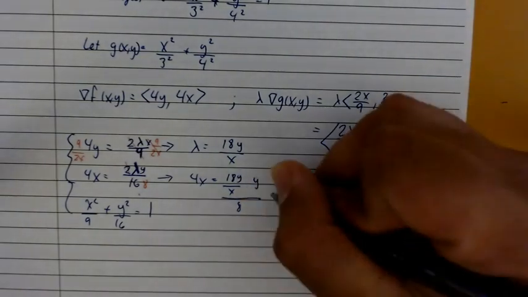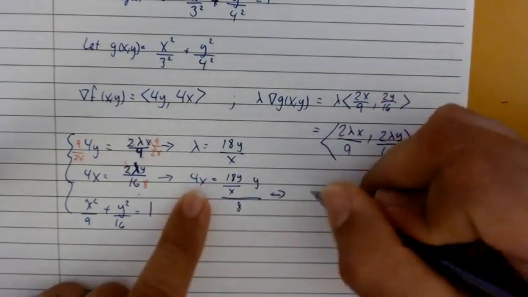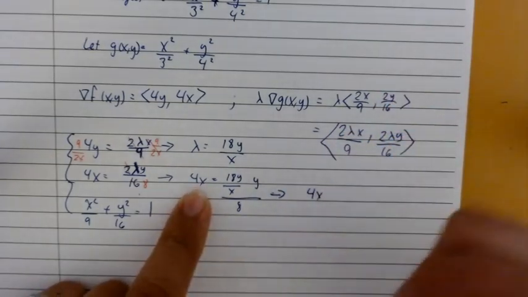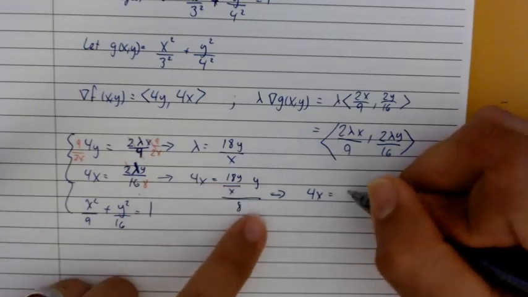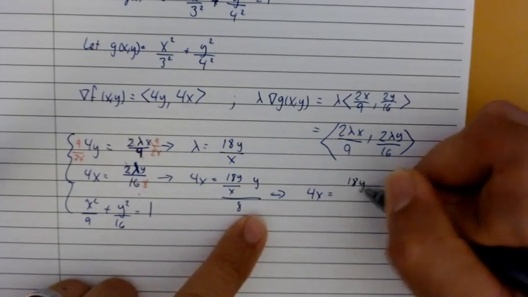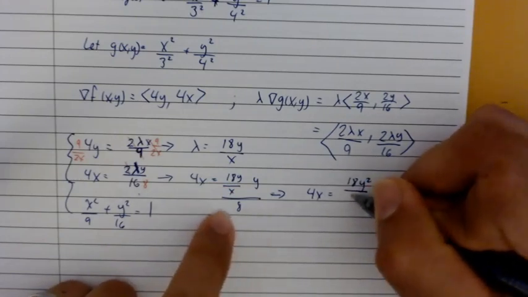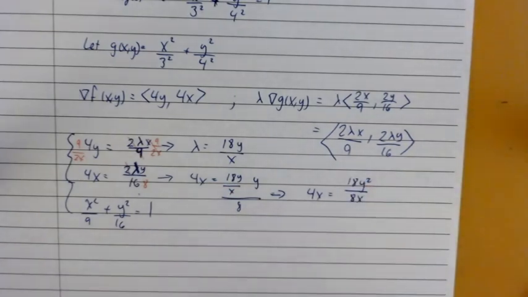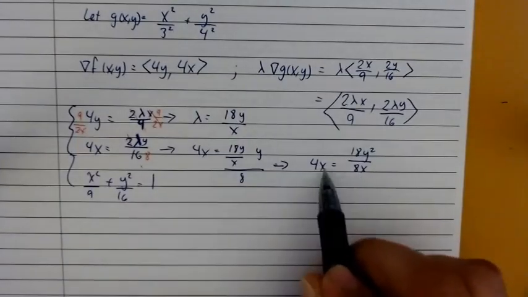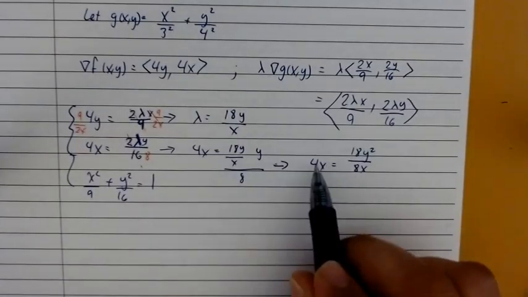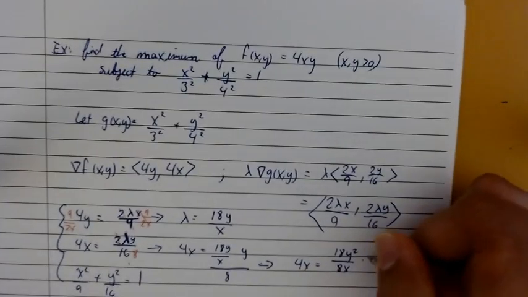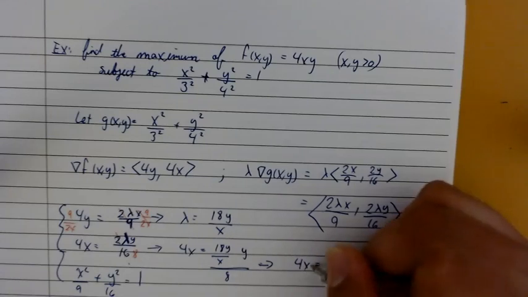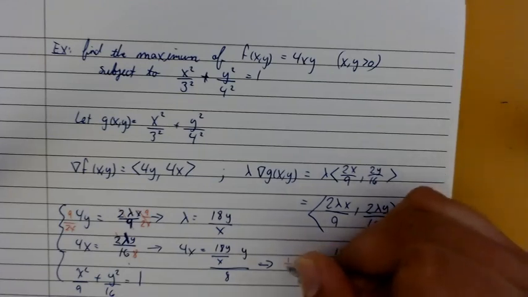Yeah, that's right. So here that's going to give me, well, let me just do it in 2 stages here. 4x equals 18y squared over my 8x, like that. But now I can go ahead and multiply 8x over to this side, and let me divide the 4 over this way. So let me just say I'm going to multiply by x on both sides, and I'm going to divide by 4 on both sides.